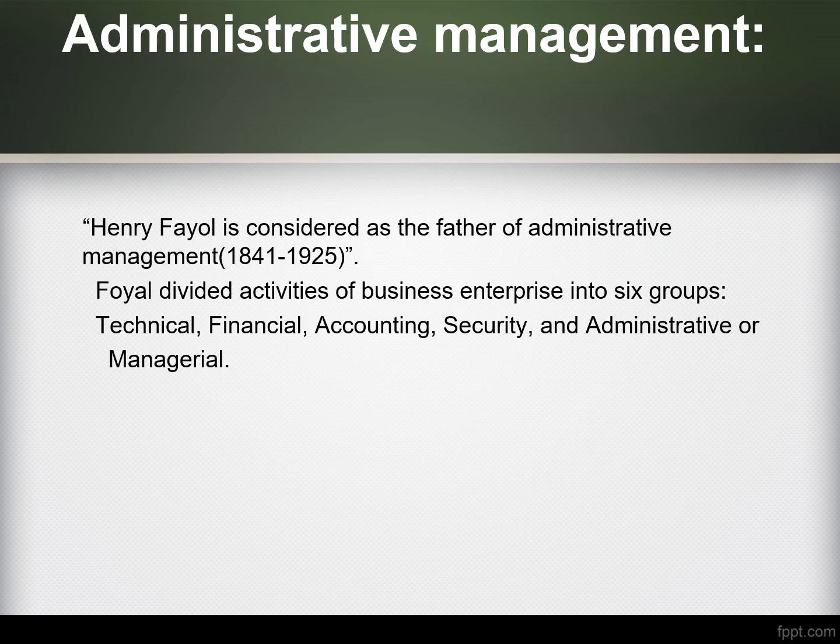Fayol divided the activities of business enterprises into six groups: technical, commercial, financial, security, accounting, and administrative or managerial. Technical covers technical things and how they are applied to management. Financial covers how they are going to upgrade their finances. Security should not be ignored, as security is needed for the workers. So this is about administrative management.